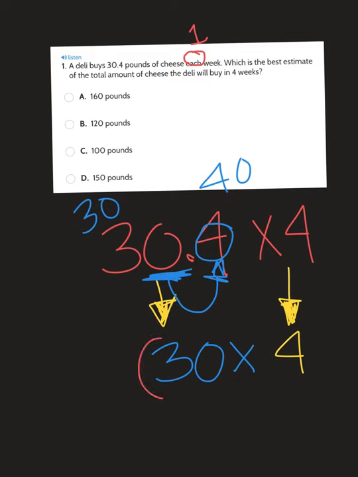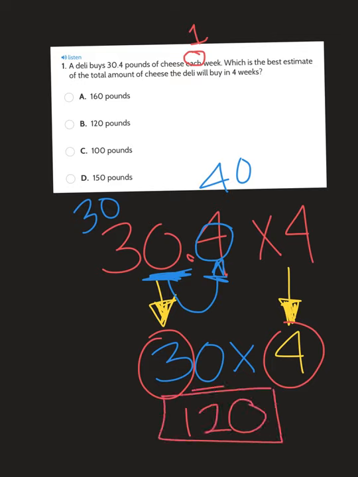Follow the same rules. Multiply the numbers that are not 0. That's 12. Add 1 zero at the end. So my answer is 120 pounds. And there is my answer right there.